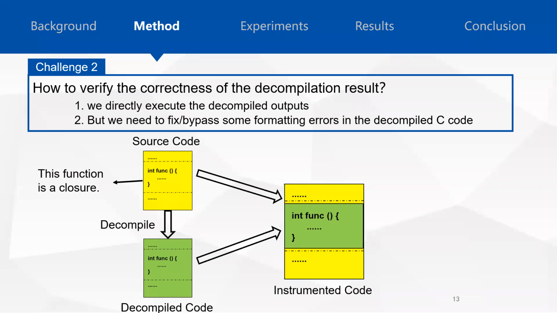As for the second challenge, to verify the correctness of the decompilation results, we try to recompile the decompiled code, then execute the compiled binaries. However, our findings show that it is difficult to directly recompile the outputs of decompilers. To enable an automated workflow for testing, we seek to extract functions from the decompiled C code and use the decompiled functions to replace their corresponding code in the source code. The instrumented code can be recompiled into an executable.